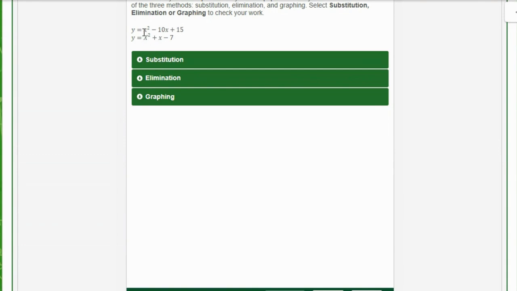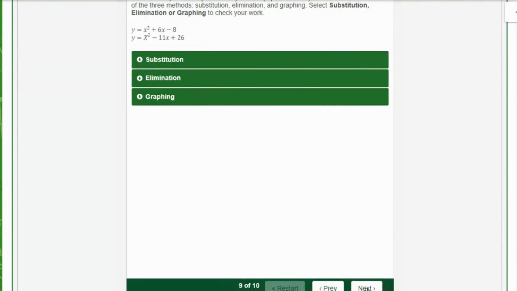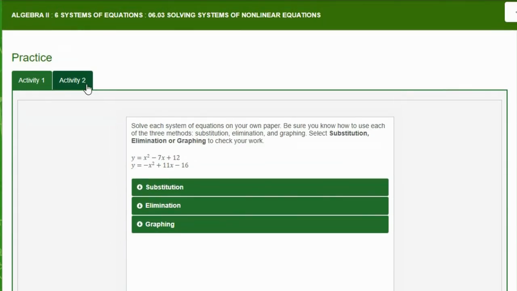This one has 2 quadratic equations. Okay, maybe you should try that one. This one has 2 quadratic equations. And this one, so there's 3 that have 2 quadratic equations. So if you do the first one or two and you feel comfortable, okay, don't do all three. Now look, here's activity 2 on the same page.